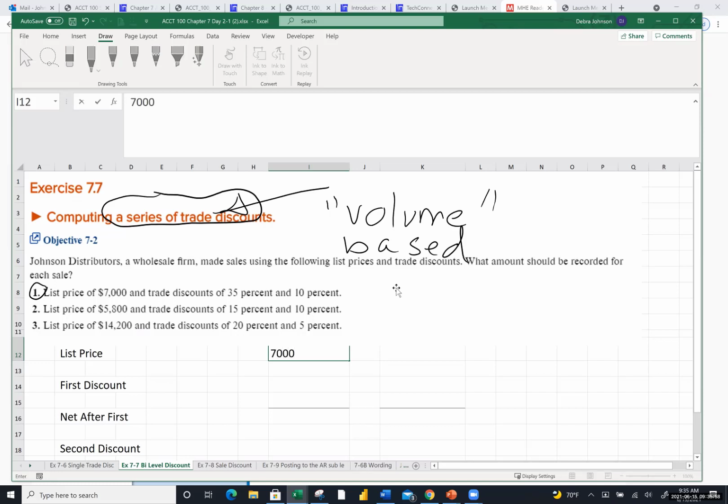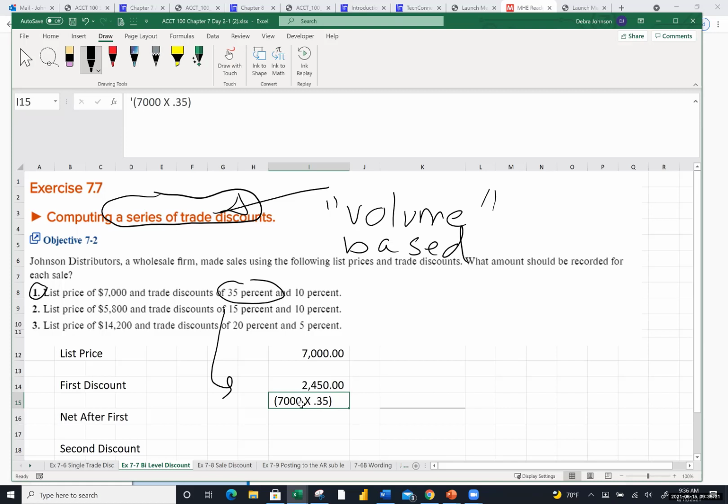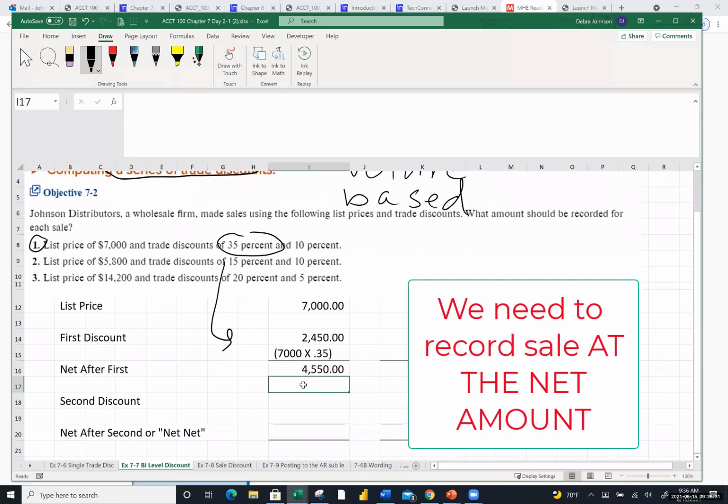So the list price on that first one is $7,000. And that first discount is 35%. So we're going to calculate that first. I'm going to show my work. 7,000 times 35%. I'm going to let the computer do that. 7,000 times 35%. There's the first discount. And so now I'm going to take the net, or the difference, of $45.50. Let me wait for a second while you compute that.